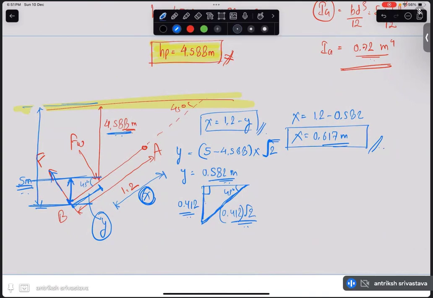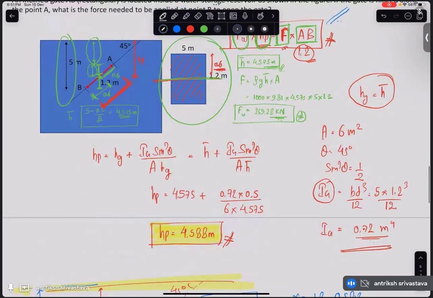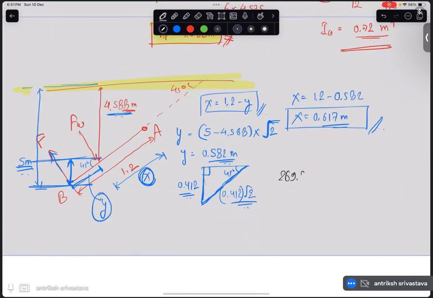Let me just put the values into this equation that we wrote originally. So FW, 269.28, into the lever arm for this force that we just calculated, 0.617, is equal to the force we need to apply to lift the gate, into the lever arm of that force. So we are going to apply this force at the end of this gate at the point B. So this is 1.2, AB. So the value of the force is 269.28 into 0.617 divided by 1.2. It is 138.45 kilonewton.